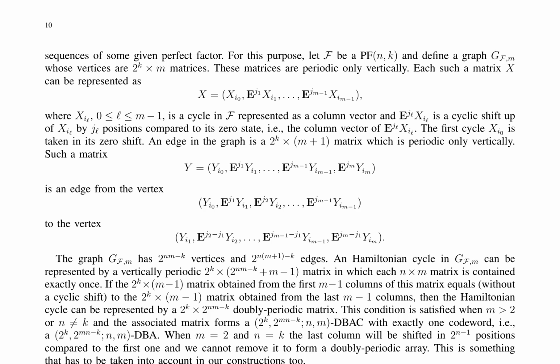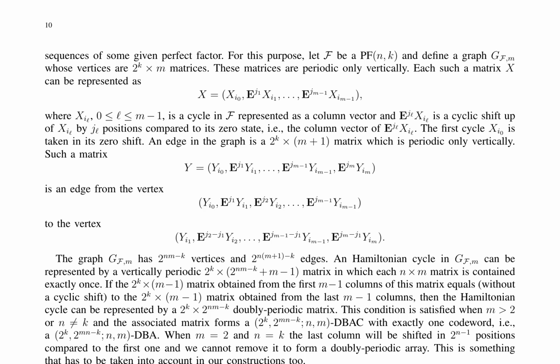A Hamiltonian cycle in G_F,m can be represented by a vertically periodic 2^k times (2^(nmk)+m-1) matrix, where each n times m matrix is contained exactly once. If the first m-1 columns of this matrix equal the last m-1 columns without a cyclic shift, the Hamiltonian cycle can be represented by a doubly periodic matrix, forming a (2^k, 2^(nmk), n, m) dBAC with one code word. This condition is satisfied when m is greater than 2 or n does not equal k.